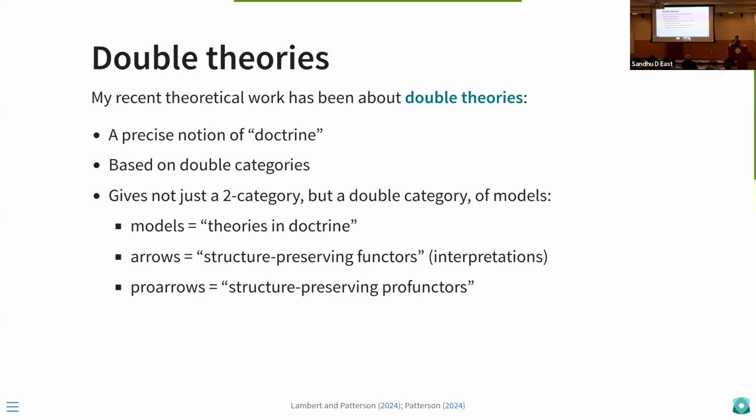And so we think that the models of a double theory are themselves theories within that doctrine, and that the arrows between those models are a kind of structure-preserving functor. Those are interpretations of one theory in another, or they could be interpretations of the theory in something that looks more like a semantics. So this is a familiar sort of idea from categorical logic.